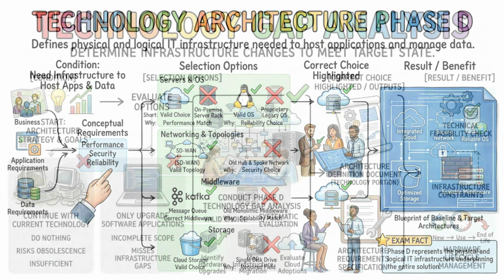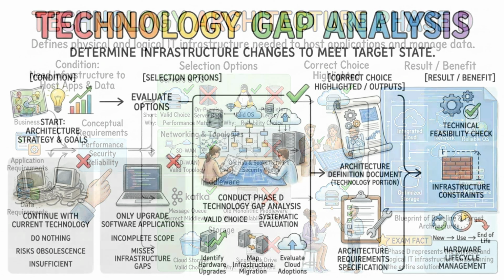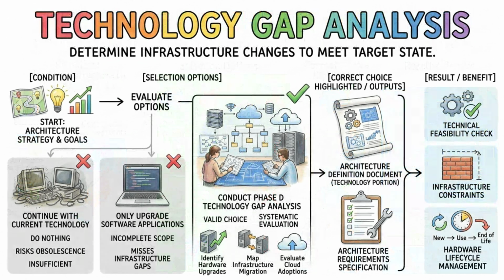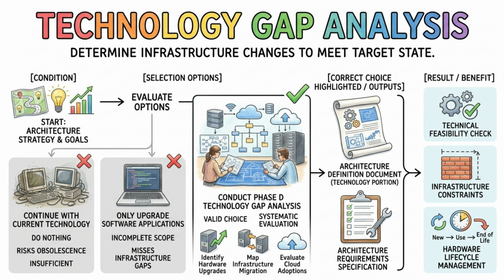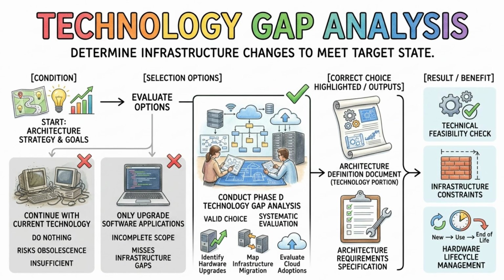During Phase D, architects conduct a thorough technology gap analysis to identify hardware upgrades, infrastructure migrations, or cloud adoptions necessary for the target state. The key outputs include the technology portion of the architecture definition document and the architecture requirements specification. Understanding Phase D helps you answer exam questions regarding technical feasibility, infrastructure constraints, and hardware lifecycle management.